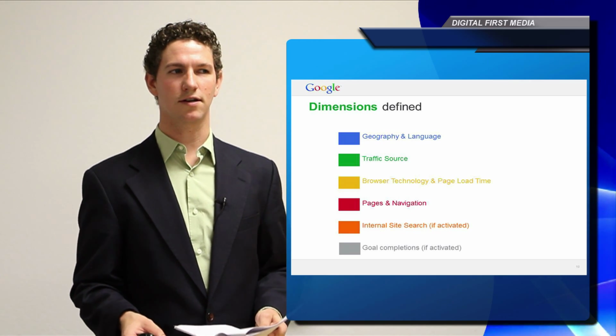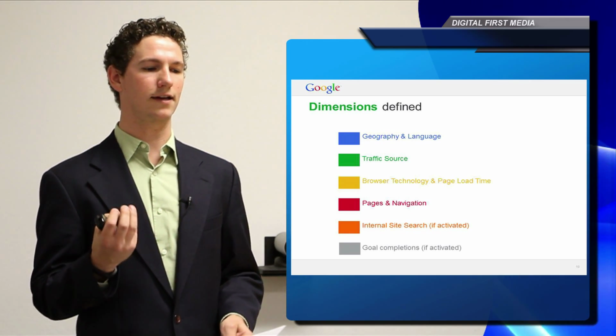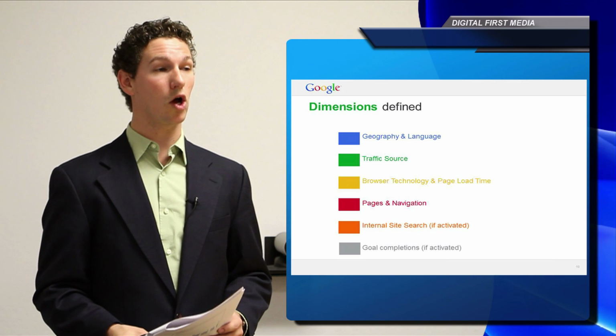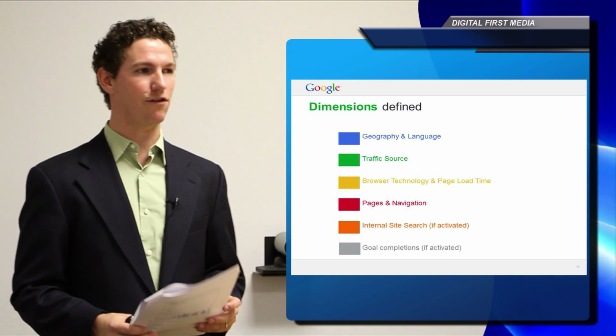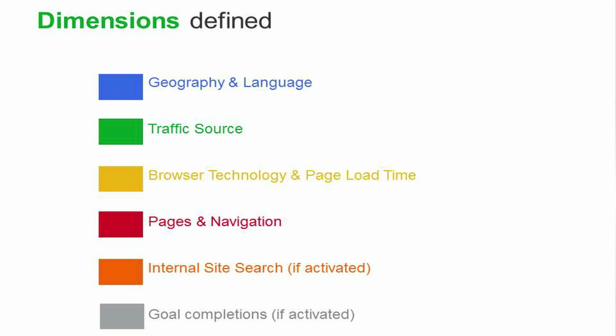So dimensions. To get a little more detail on what exactly dimensions are, Google will look at and gather over 80 different dimensions automatically. Some of these include geo and language, traffic source. Where are they coming from? Was it Facebook? Was it Google? Was it some other homepage? Also, browser technology. What browsers are they using? Where are they engaging from? Is it mobile? Is it desktop? All these are very important when we look at the information themselves.